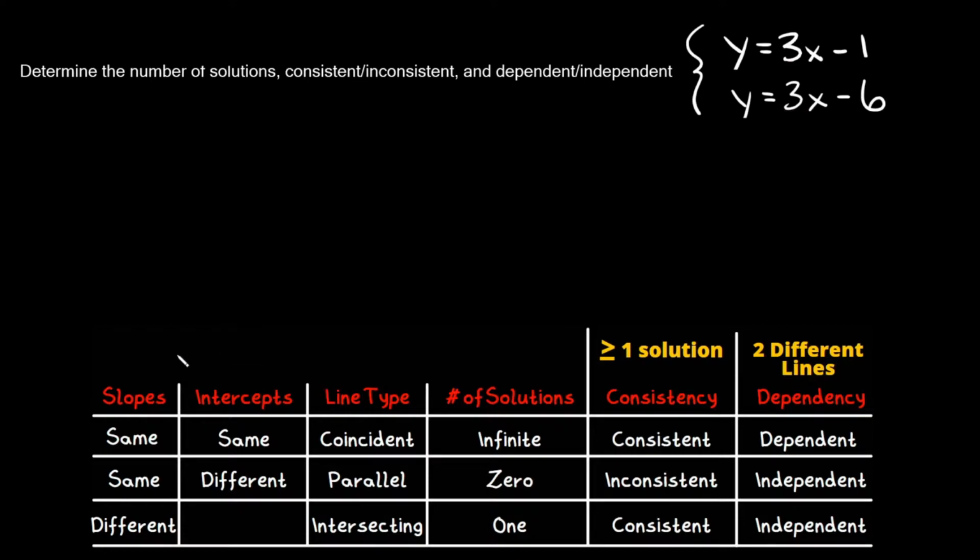Okay, so this table down here that I made basically are just steps. Step number 1 is figuring out what your slopes are. Step number 2 is figuring out the intercepts. Step number 3 is the line type. Number of solutions is 4. Consistency is 5, and dependency is 6. So first of all, let's figure out the slopes. We want to figure out if the slopes on these two equations are the same or different.